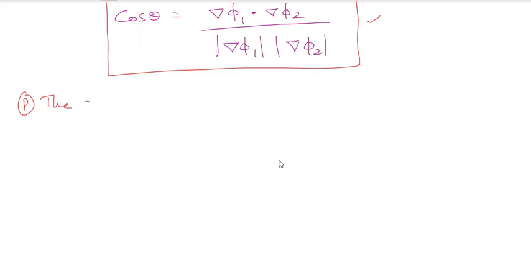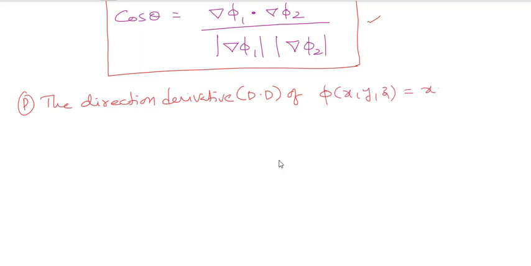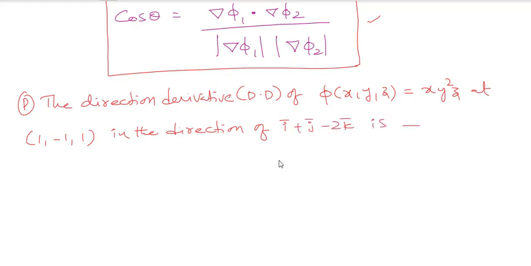The directional derivative, that is dd, of φ(x, y, z) = x y² z at (1, -1, 1) in the direction of i bar + j bar - 2k bar is: option A 3 by root 6, B 5 by root 6, C minus 5 by root 6, D minus 3 by root 6. This is the question.